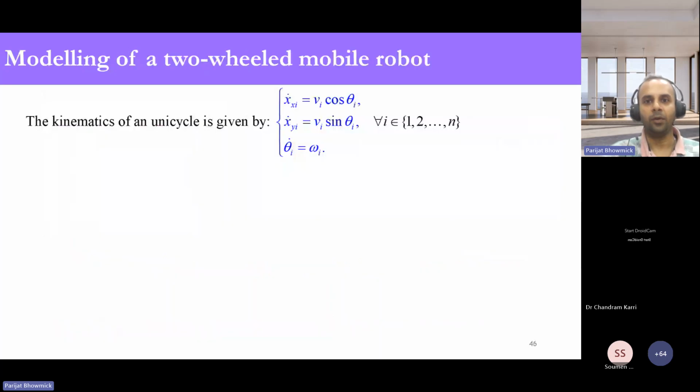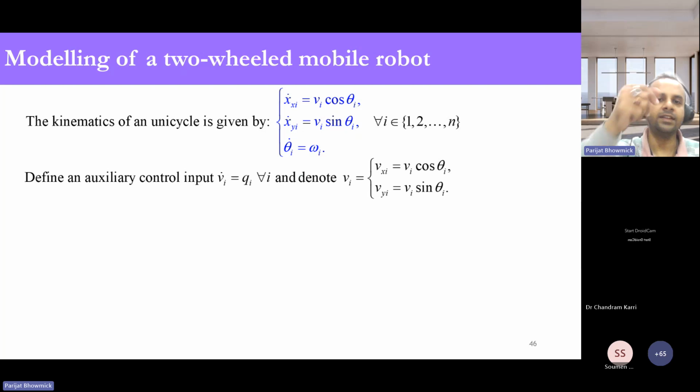Those of you working in robotics or control might know that the kinematics of a unicycle is always given by this: x dot equals v cos theta, y dot equals v sin theta, which I have noted here by x and y. That means the displacement along the x-axis, the displacement along the y-axis, and theta dot means the rate of change of the heading angle. Now, it's a nonlinear model.